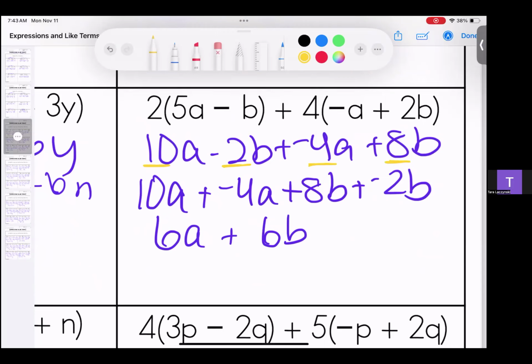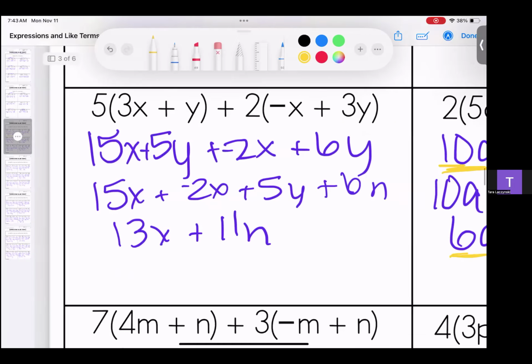Negative and negative for both of those terms, and then we're bringing like and like. So we have 10a and negative 4a. We have 8b and negative 2b. Doesn't matter the order that you put them in. I just pulled them down because I like to have the negative in the back. 10 minus 4 is 6, but it's positive. 8 minus 2 is 6, but it's positive.